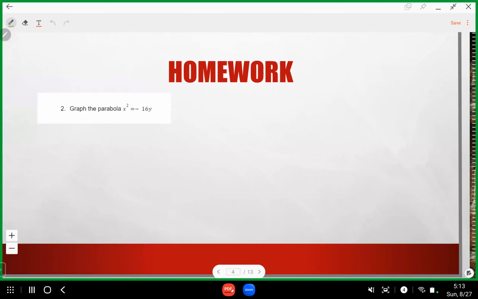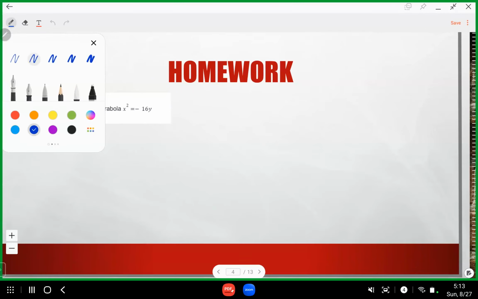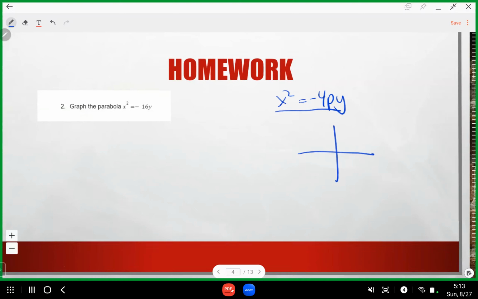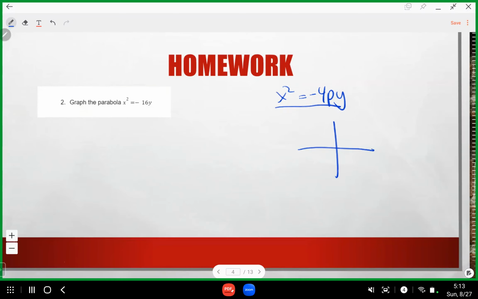So first of all, let's review. This one is of the form x squared is equal to negative 4py. So William, what exactly does that kind of parabola look like? What direction does it open to? It goes down. Right, it goes down. So it's like a downwards parabola, pretty simple, right?